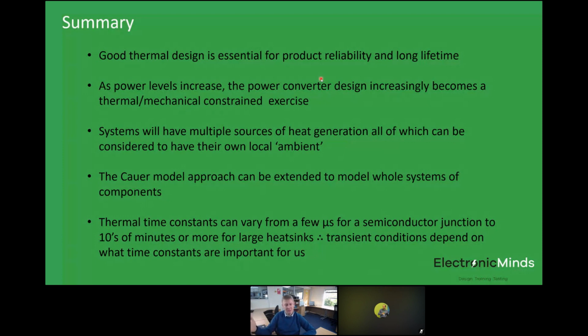So when you're thinking about transient loading conditions, it's important to think about the duration of those transient conditions with respect to the different parts of the system which then respond to it, because your management of the thermal design would have to adapt to whatever those time constants are.